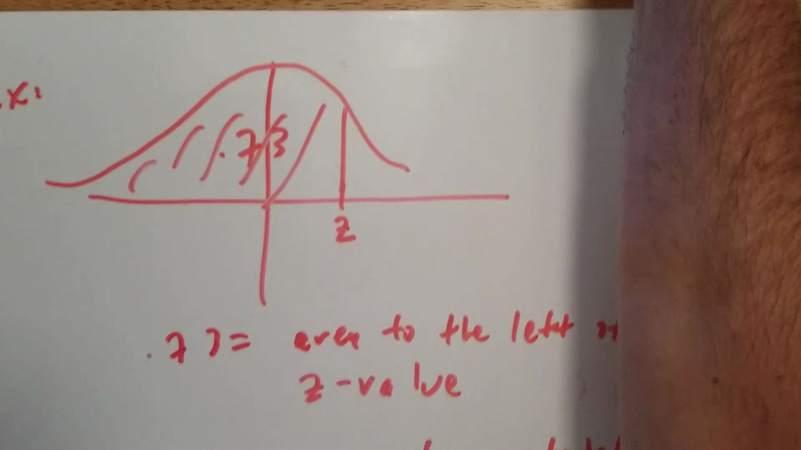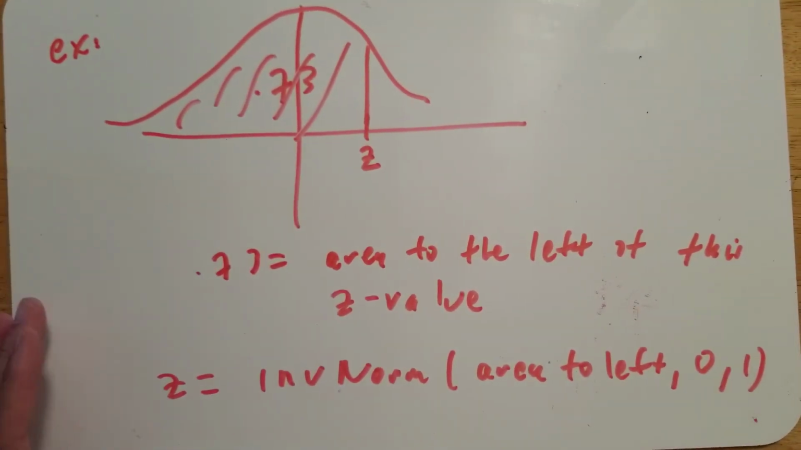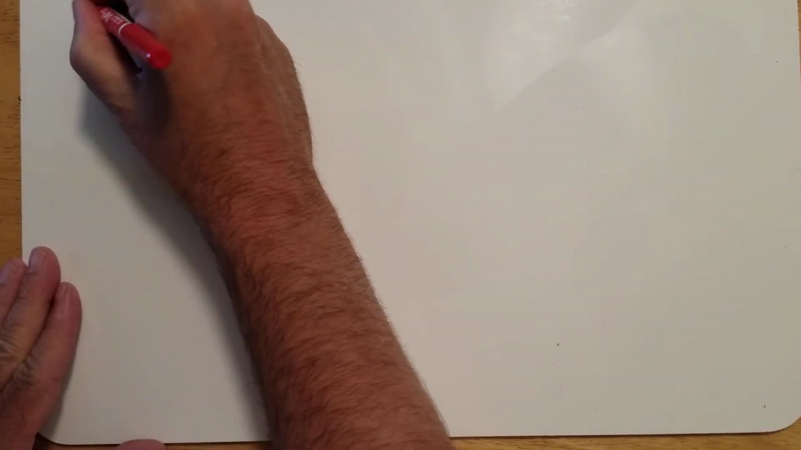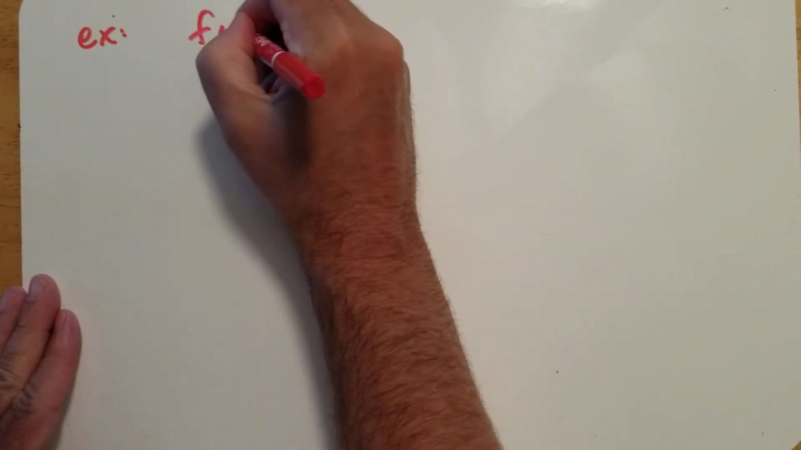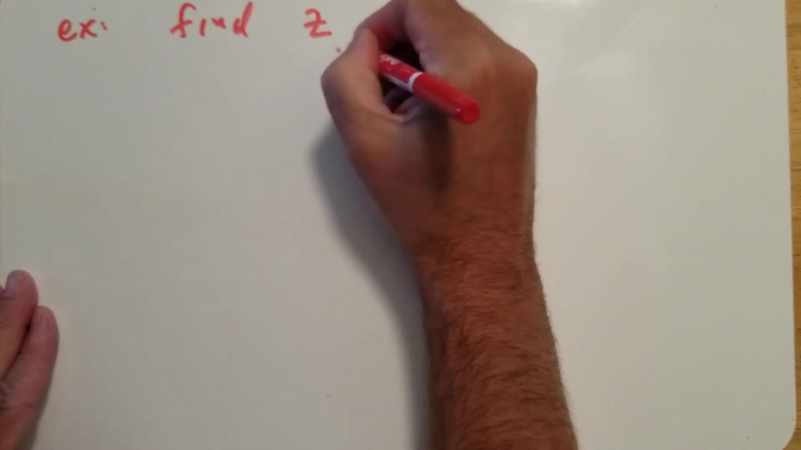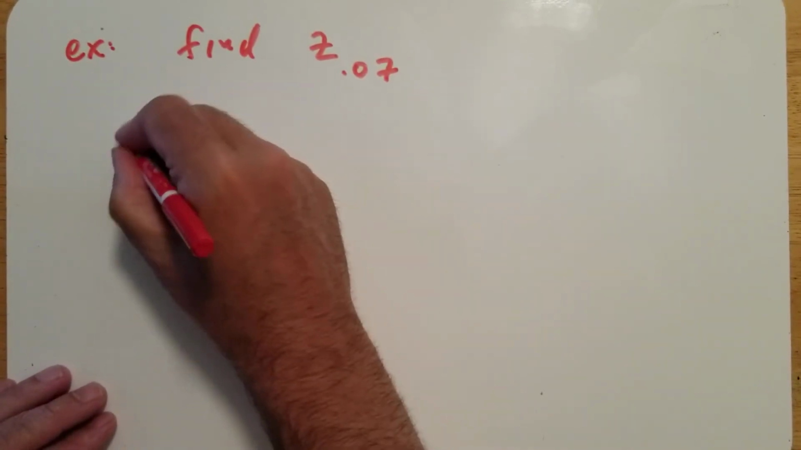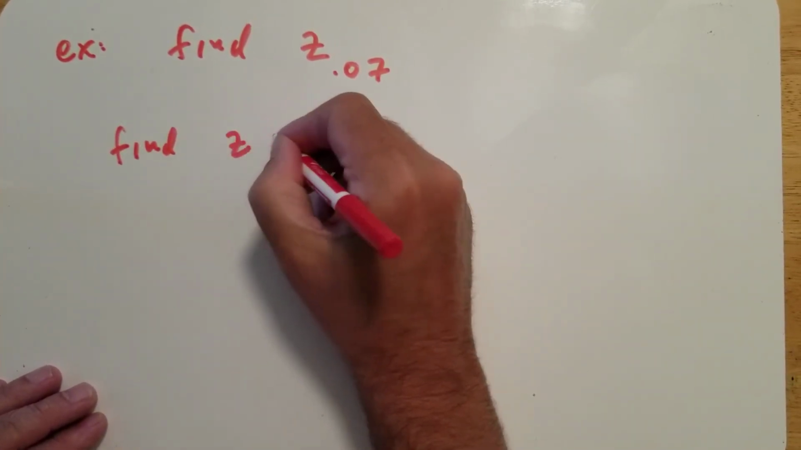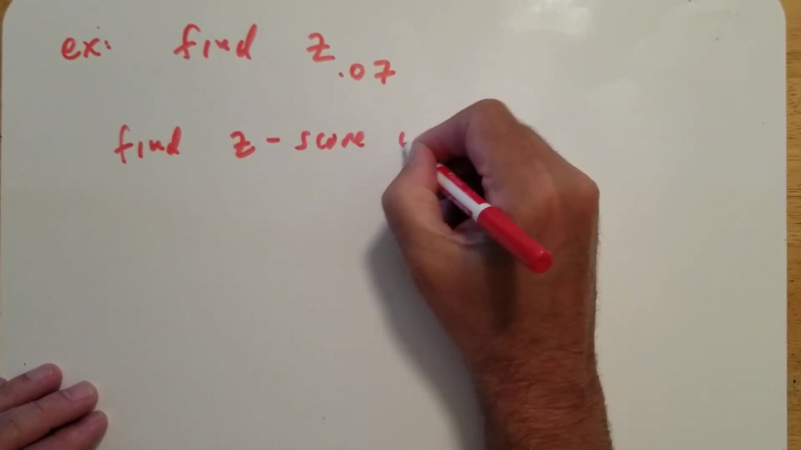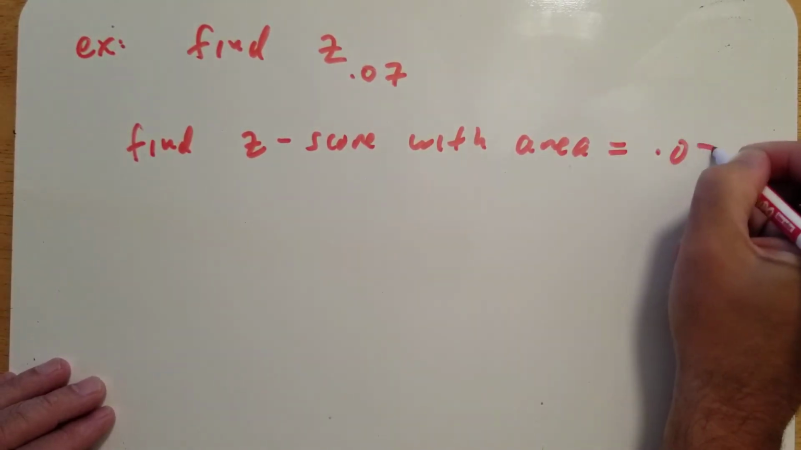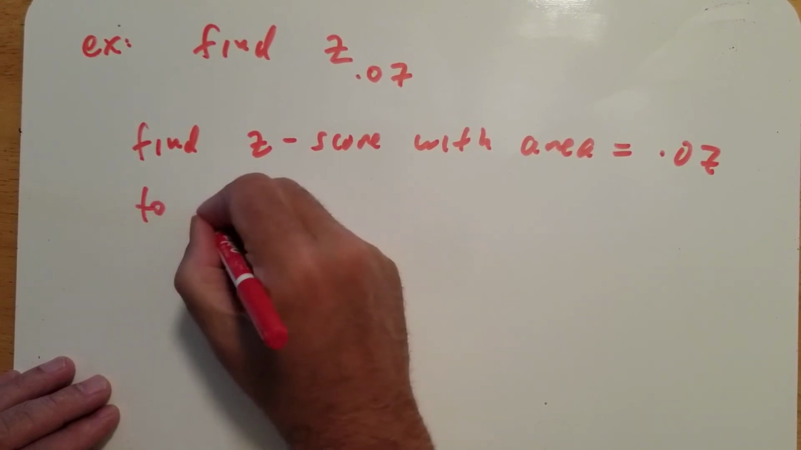Now let me do one more kind of example here. And this is what they call critical z-values. So here's an example. Find what they call z.07. This means find the z-score with area equal to 0.07, not to the left, but to its right.